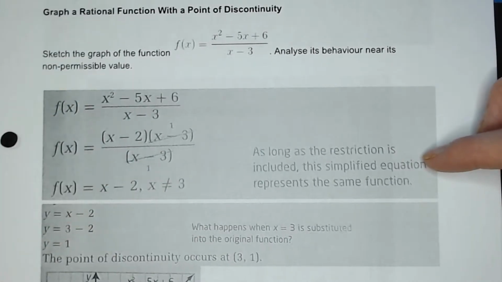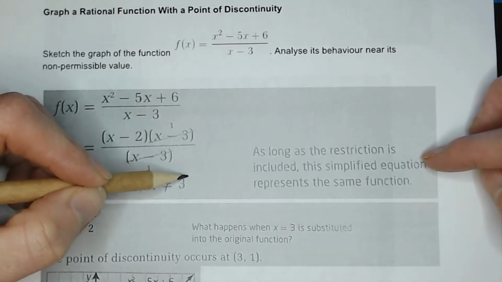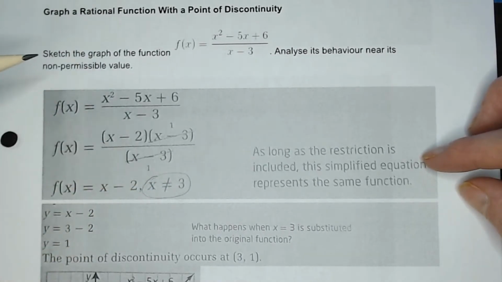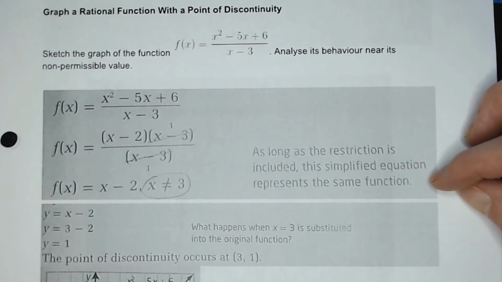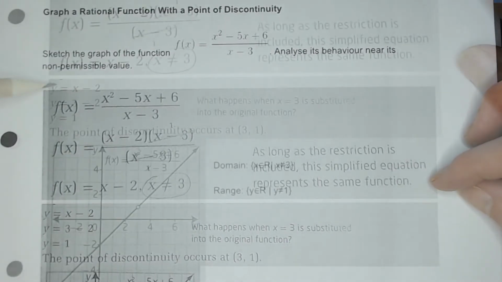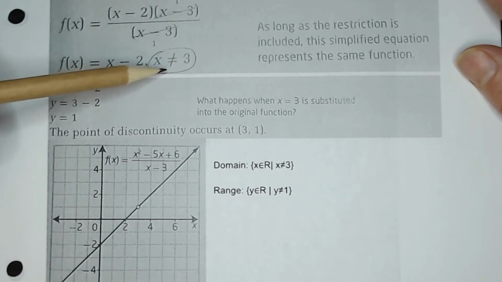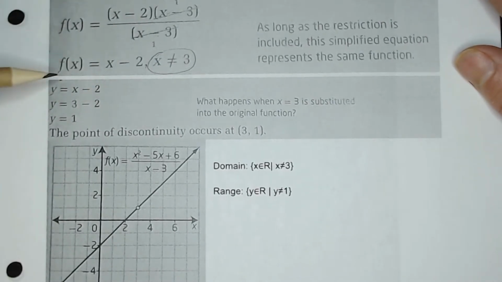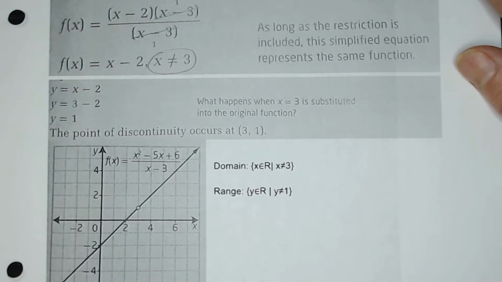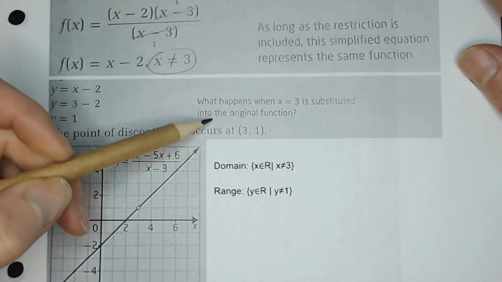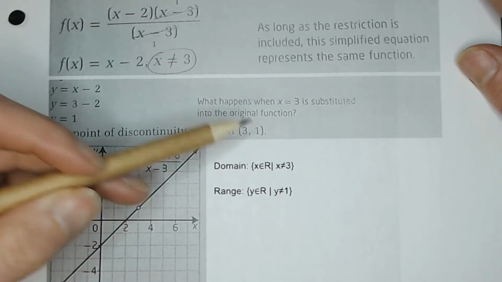As long as the restriction is included, so as long as you keep this point in, the simplified equation represents the same function. Now that you know the point of discontinuity, you can plug it back into the equation to find what the y coordinate would be. So you have y equals x minus 2, y equals 3 minus 2, y equals 1. So our point of discontinuity occurs at 3, 1.